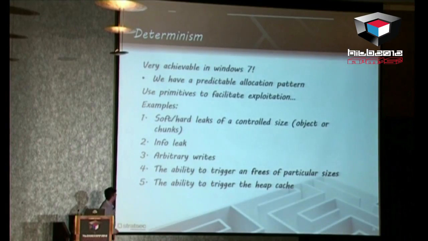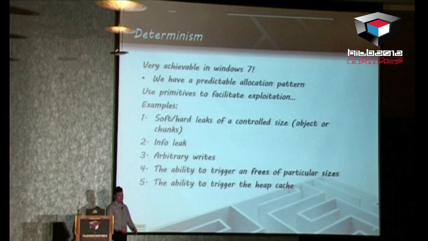So determinism. I'll just cover a little bit about this because it's pretty important. Basically, we want a predictable allocation pattern, and we want to defrag the heap a bit. Say we encounter an application running in the wild with a heap overflow, but we don't know the state of the heap. We can allocate chunks to fill up the holes in the heap, to have deterministic chunk allocations afterwards.